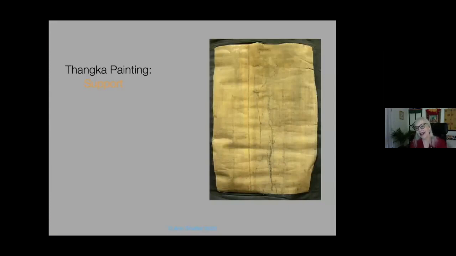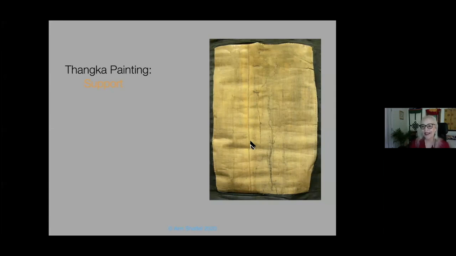Let's go through the anatomy of a thangka painting. The support, for those of you that know what that means, is the cloth that it's painted on. You can tell an older thangka support because it was made by hand on a small loom, and therefore you have this seam in the middle. You can't see the seam from the front. It's well disguised with the ground and polished. But if you want to know if your thangka is of a certain age, look for the seam.